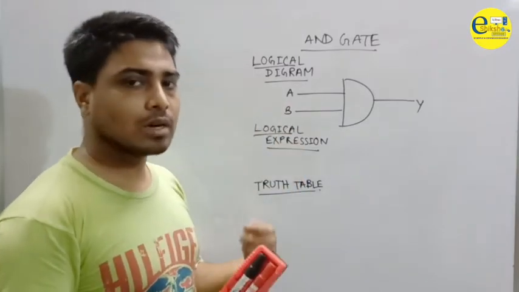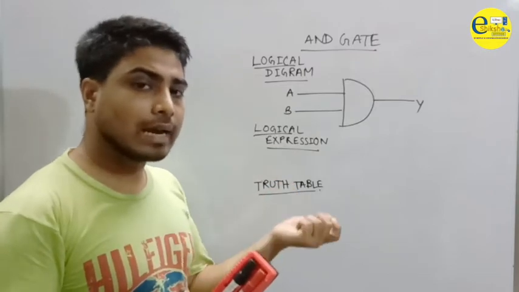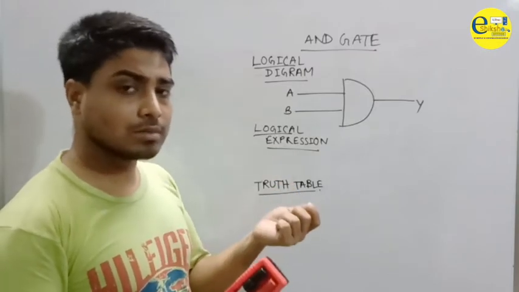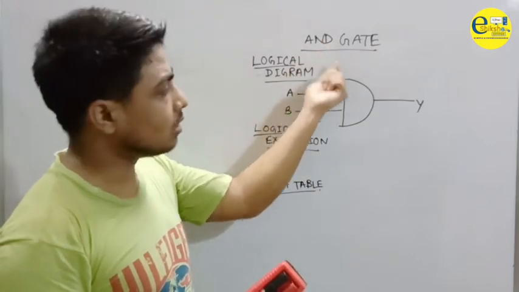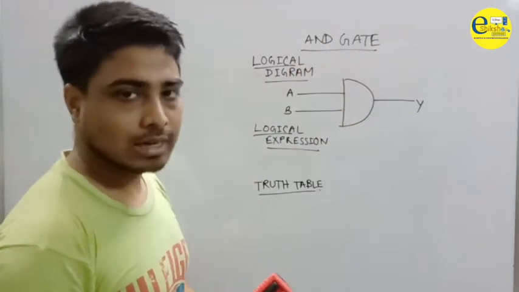If you get confused between the AND gate and OR gate diagrams, just keep in mind that AND ends with D, and the AND gate looks like a D.